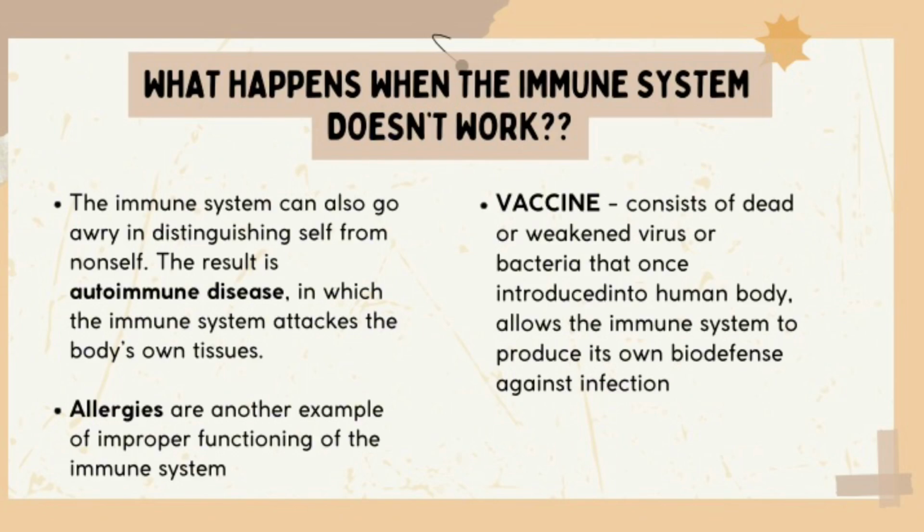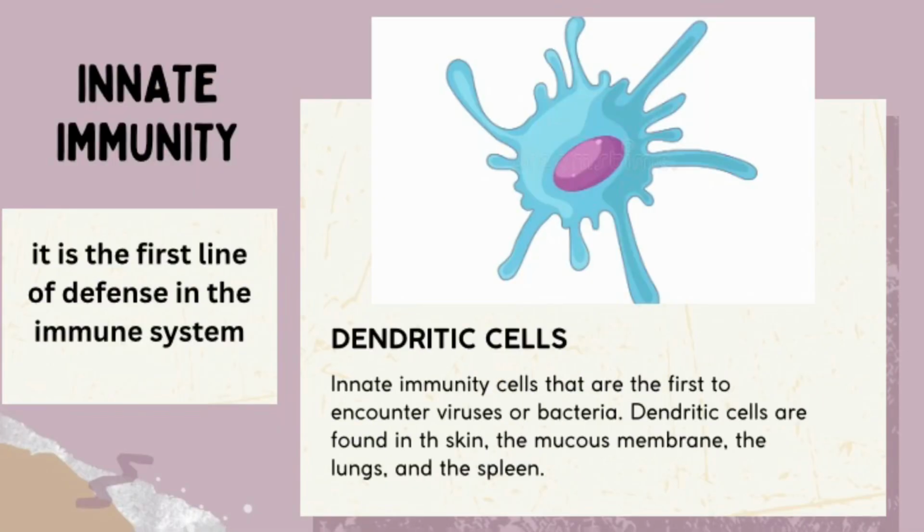Paano rin ba nag-work ang ating immune system? Well, may two process kasi sa ating immunity: yung nag-work sa cellular level, which is yung innate immunity, and sa molecular level, which is yung adaptive immunity. Now, let's proceed to the innate immunity.